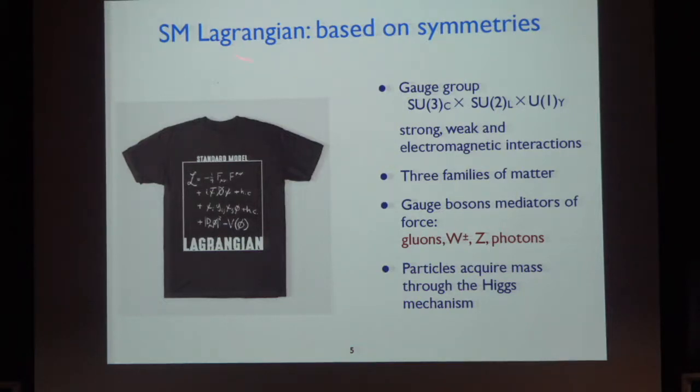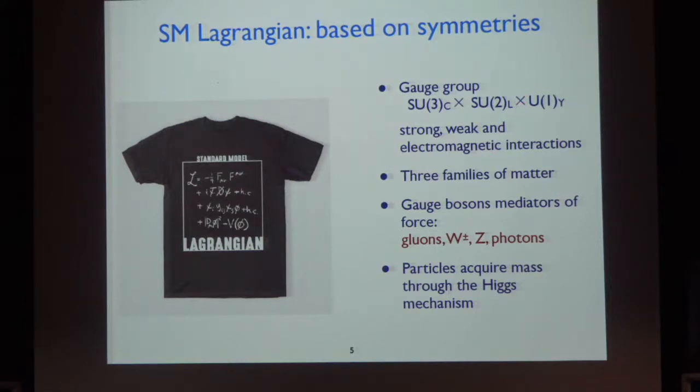So this is the gauge group of the standard model. This corresponds to the strong force, the SU3 group. SU2 is electroweak, U1 is electricity and magnetism. So SU2 cross U1 is electroweak theory.